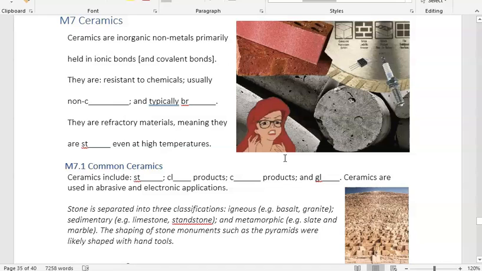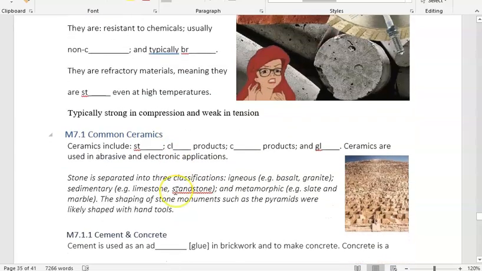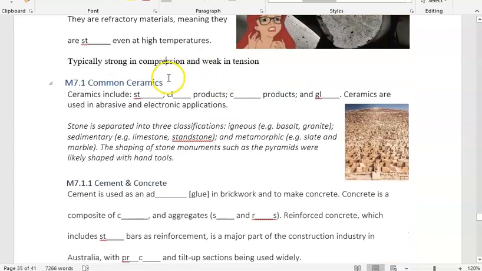I was going to write here, in this space here, I'm going to say they are strong in compression and typically weak in tension. Okay, so if you can add that note in there, because that's one of the dots that I've since added. So I've made that homework, but it's not a dot there. So just write that note somewhere so you have it.